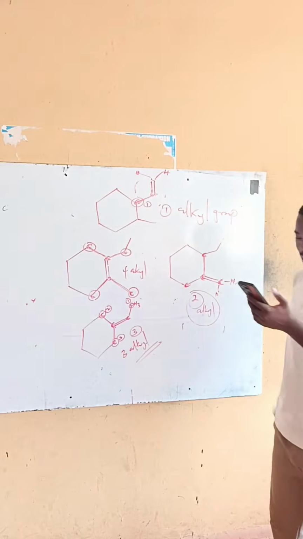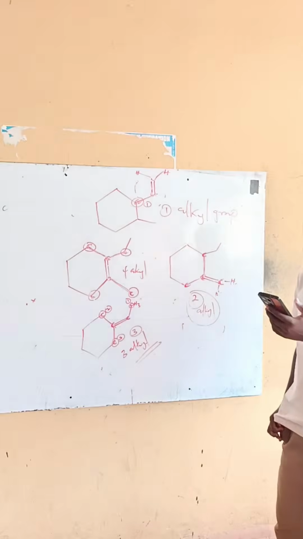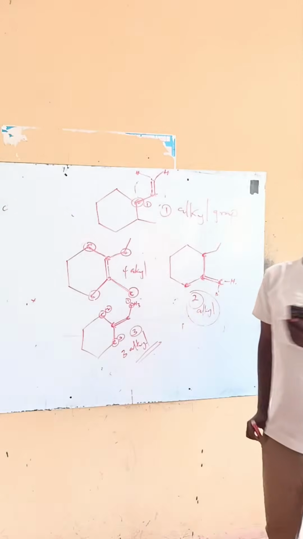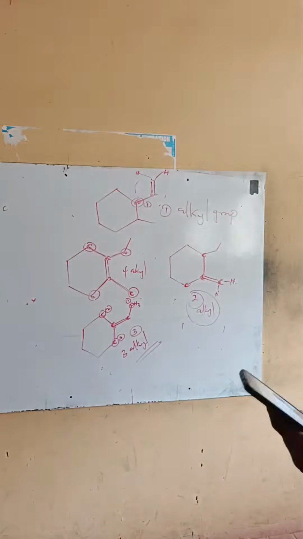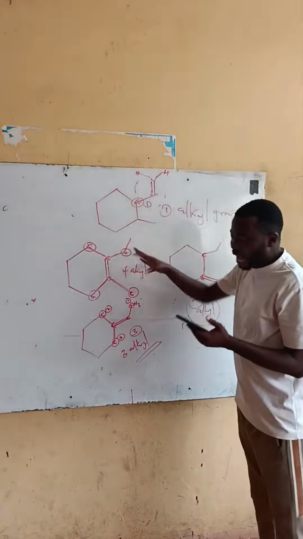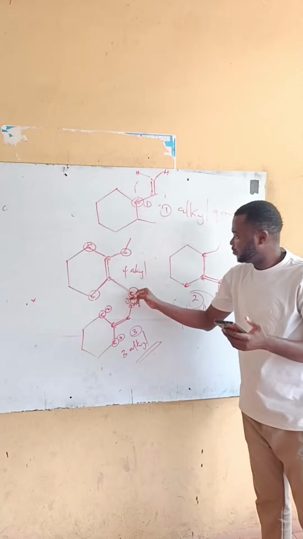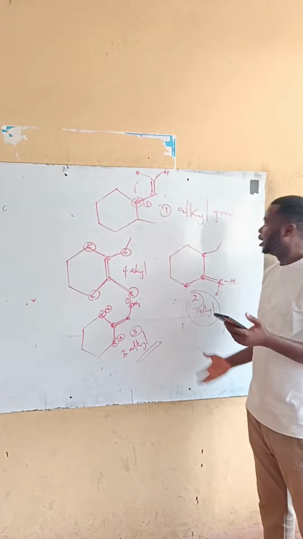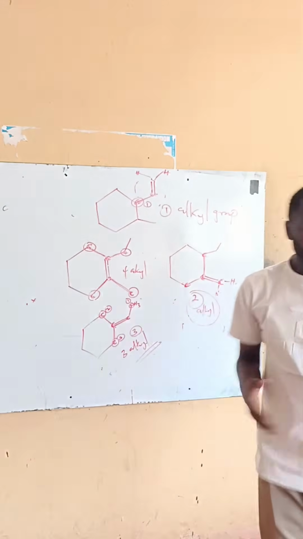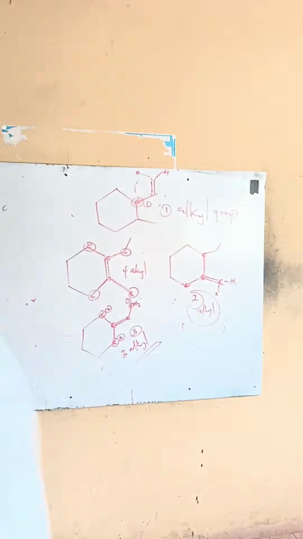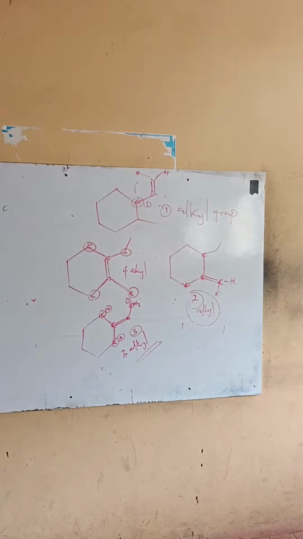Clement, tell me where exactly are you not getting it right? Which one is the most stable, Jerry? The one with 4 alkyl groups. This one has 1, 2, 3, 4. So if I ask which one is the most stable, it is the one that has 4 alkyl groups.